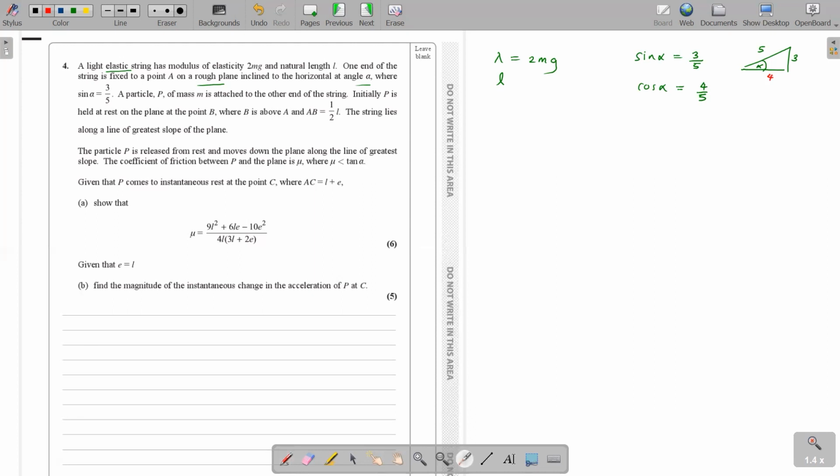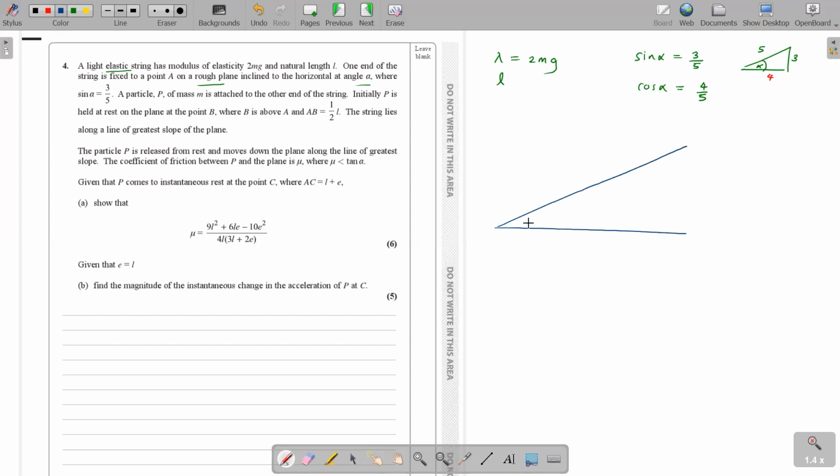Then a particle P of mass m is attached to the other end of the string. Okay, so you have this elastic string. One end is attached to a point A on the plane, and to the other end, a particle of mass m is attached. Okay, so how do you think it looks? Try visualizing in your head how this is working. This is your inclined plane.